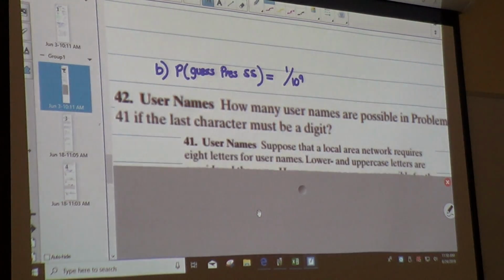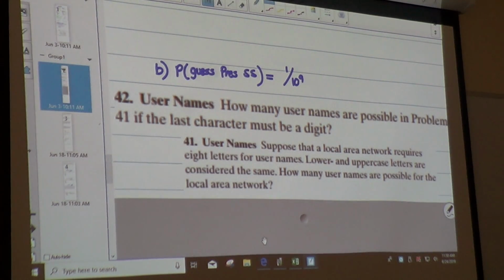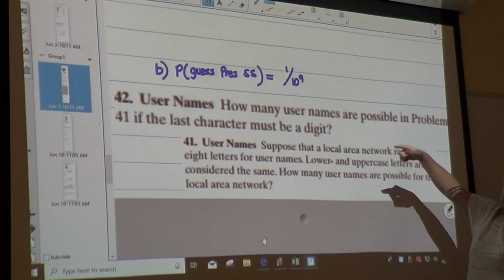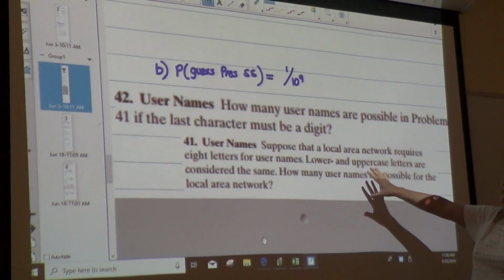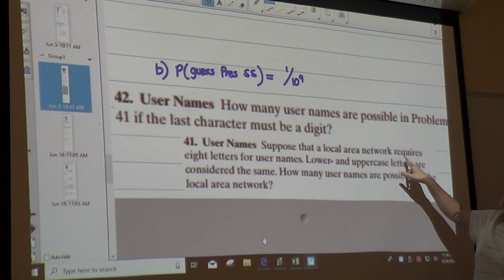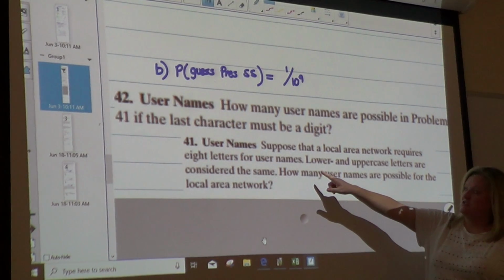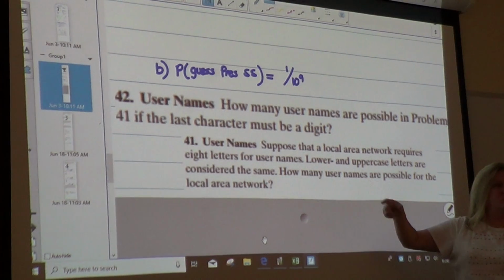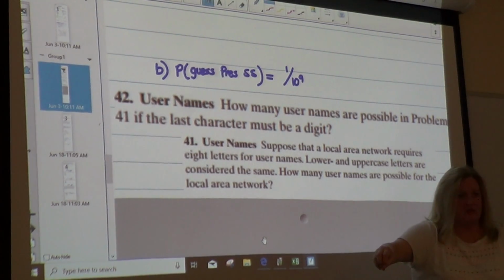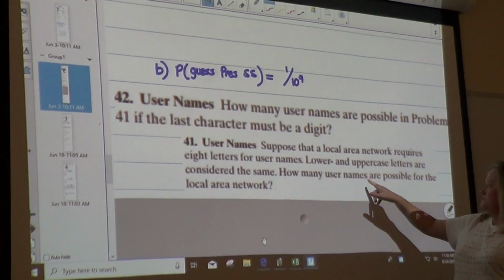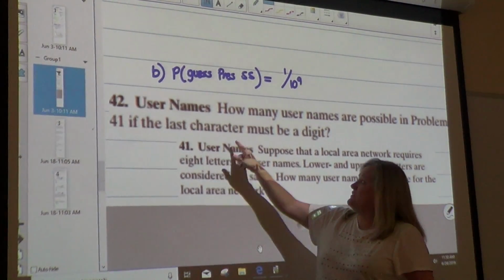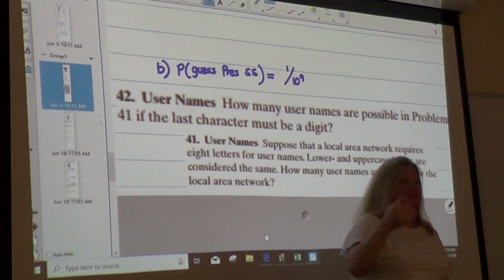All right, number 42. How many usernames are possible in problem 41 if the last character must be a digit? So you had to see number 41 before you could do number 42. So here's number 41. Suppose that a local area network requires 8 letters for usernames. Lower and upper case letters are considered the same. So it doesn't matter if you put a capital P or a lowercase p. It's the same thing. So we have 8 characters, but they're saying now the last one must be a digit.